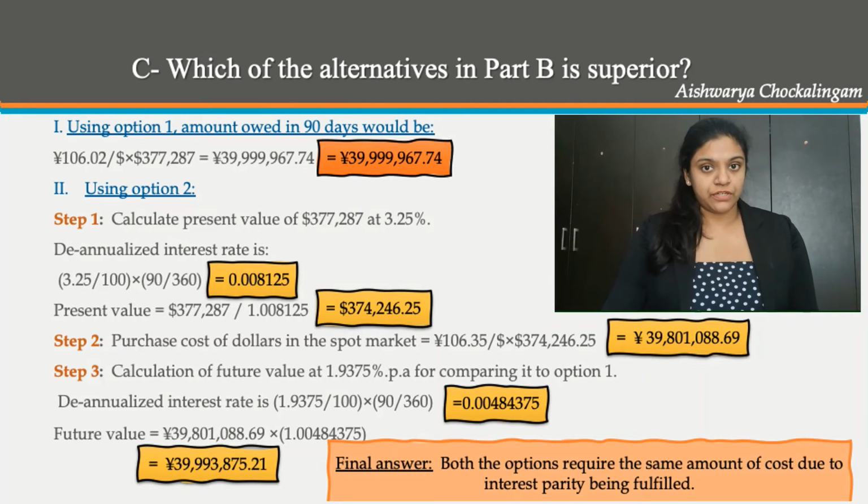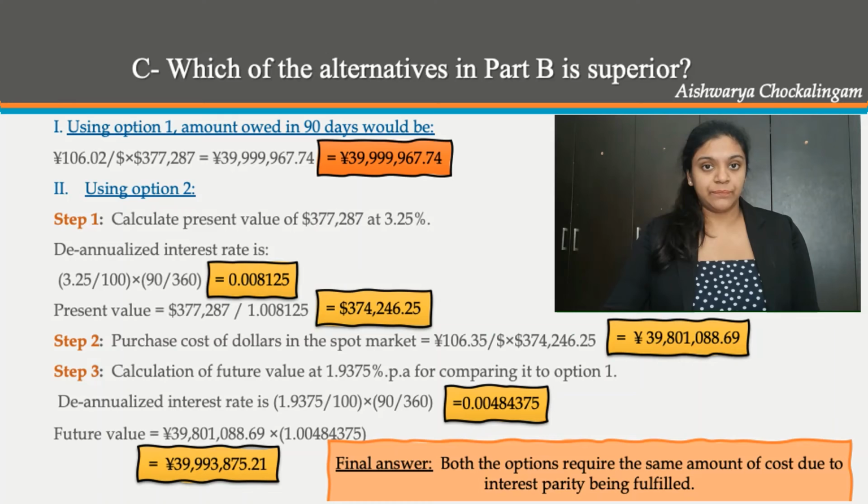So according to option 2, to compute the money market hedging, we are required to follow 3 steps. Step 1 would be to calculate the present value of the amount of dollars we are required to pay at a given interest rate of 3.25% according to the question. Now for this, we need the de-annualized interest rate, which will be 3.25% times 90 divided by 360, with 360 being the number of days in a year, which will give us a total of 0.008125 as an interest rate.